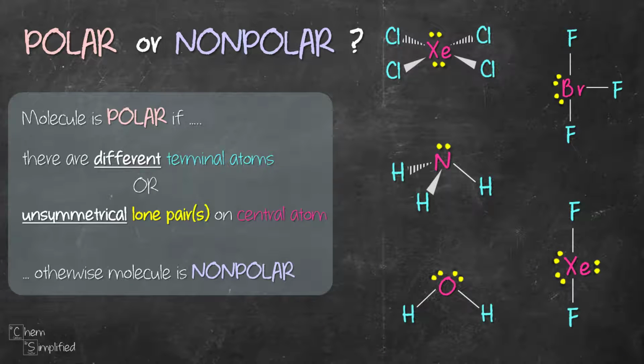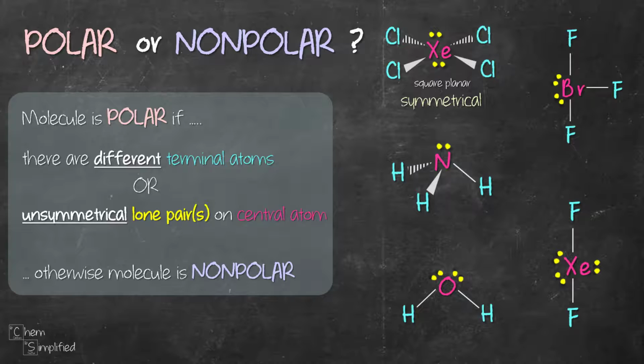Now that we've clarified what symmetrical and unsymmetrical lone pairs look like, let's test out a few molecules here. All of these molecules have the same terminal atoms. So we're going to have to figure out if they have symmetrical or unsymmetrical lone pairs in order to decide if the molecule is polar or not. Let's start with XeCl4. It has square planar geometry, and the lone pairs are positioned opposite from each other, meaning the lone pairs are symmetrical.